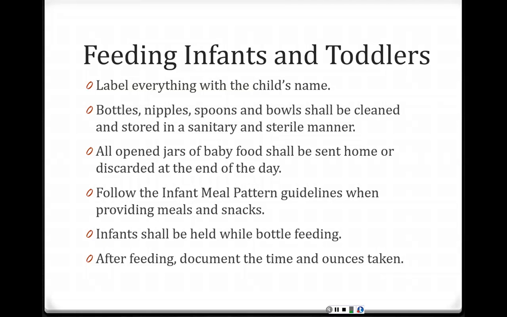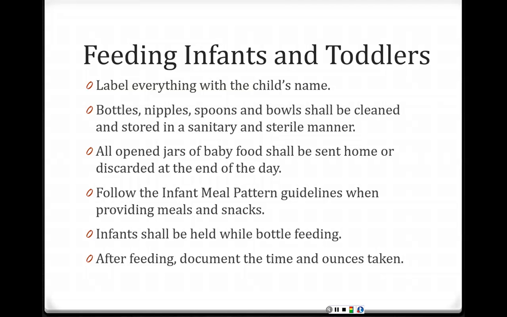Feeding of infants and toddlers. You need to make sure to label everything with the child's name as it comes in. Bottles, nipples, spoons, and bowls shall be cleaned and stored in a sanitary and sterile manner. All open jars of baby food shall be sent home at the end of the day or discarded. You're going to follow the infant meal plan pattern guidelines when providing meals and snacks.